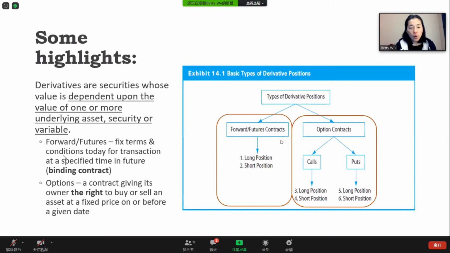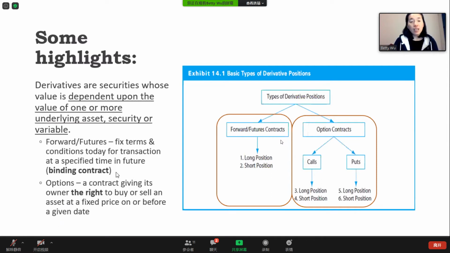Okay. So forward and futures have fixed terms and conditions today for transaction at a specified time in the future. It's a binding contract, meaning that if you enter this contract, you have to transact. Whether it's a gain or a loss, you have to transact. For options, it's different. You don't have to transact if you don't want to. It's a contract giving its owner the right to buy or sell at a fixed price on or before a given date.